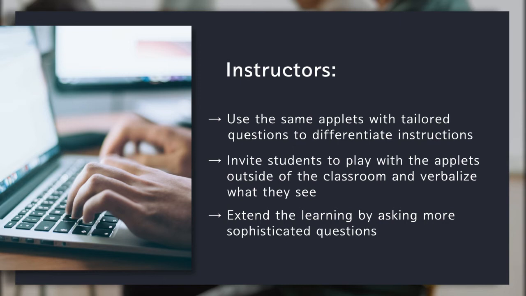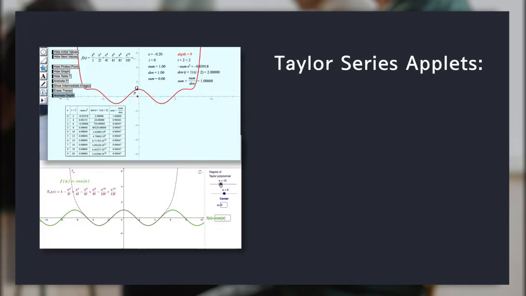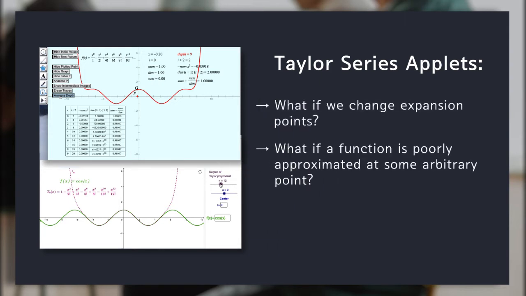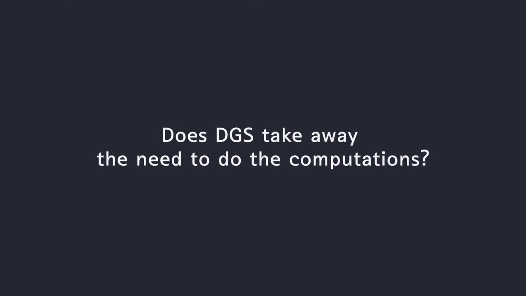These are great questions, Sheree. In the Taylor series applets, we could also ask questions such as, what if we change expansion points? What if a function is poorly approximated at some arbitrary point? And what if you were asked to find the best approximation for arctan as x approaches infinity? Those are all great questions, but I do wonder, does DGS take away the need to do the computations?